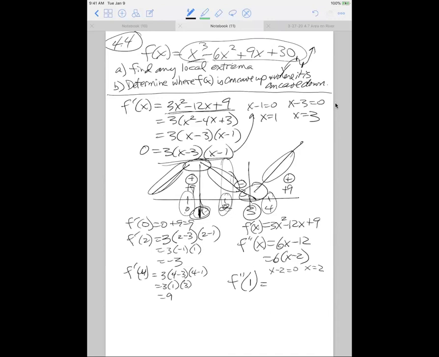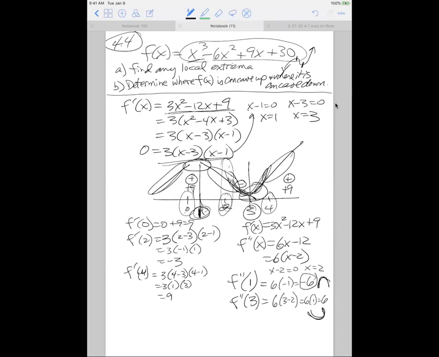Second derivative at x equals 1, you get 6 times negative 1, which is negative 6. So at 1, you get the idea that it's concave down because it's negative, less than 0. And the second derivative at the other critical point, 3? We end up with 6 times 3 minus 2, which is 6 times 1, which is 6, positive, which is concave up. And that makes sense. At 3, it is concave up.